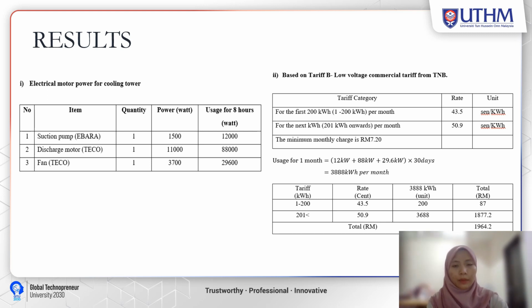So firstly, we're going to determine the electrical motor power for the cooling tower, which consists of 3 items: suction pump, discharge motor, and also fan. From that, we determine the power of each item and then the usage for 8 hours in watt.